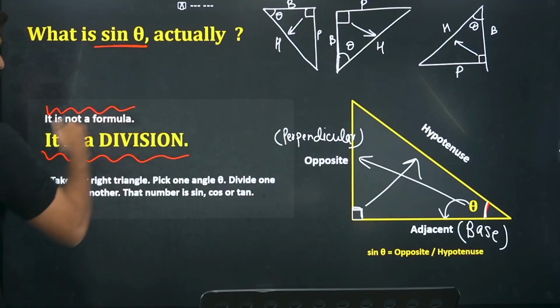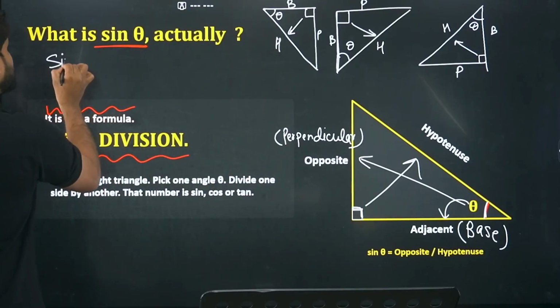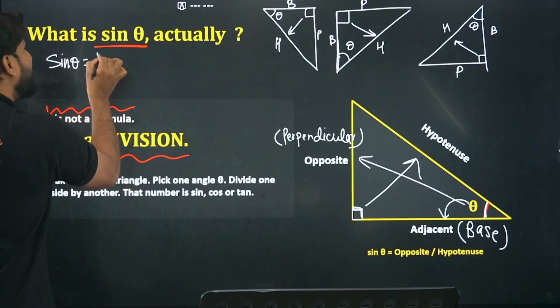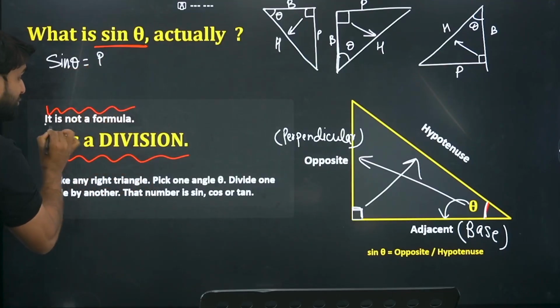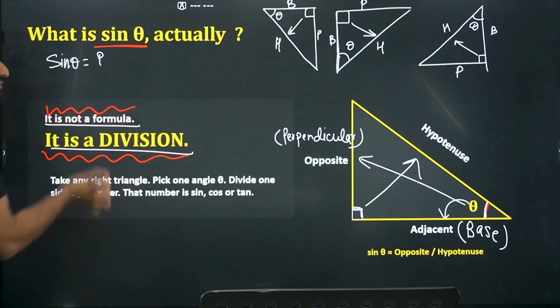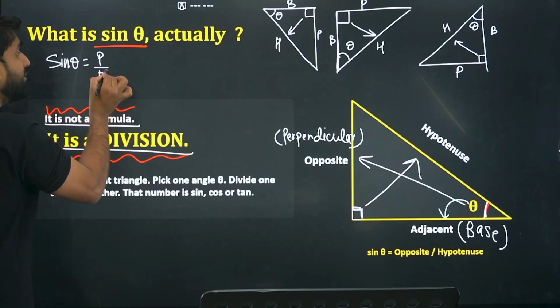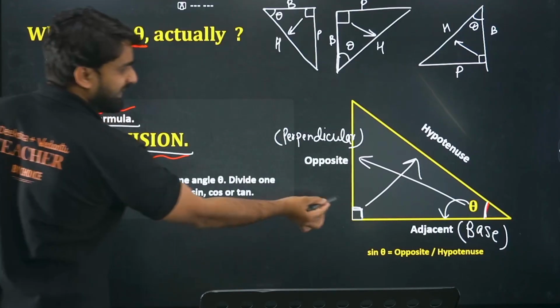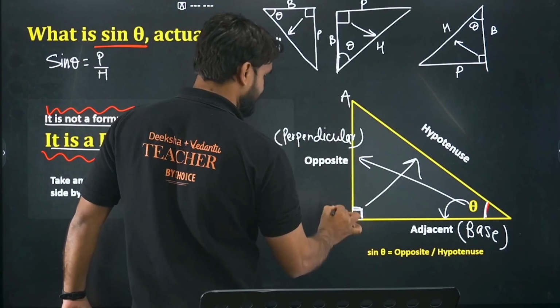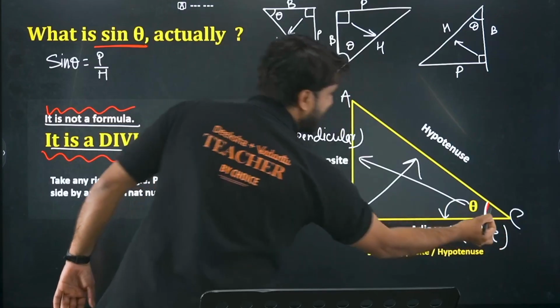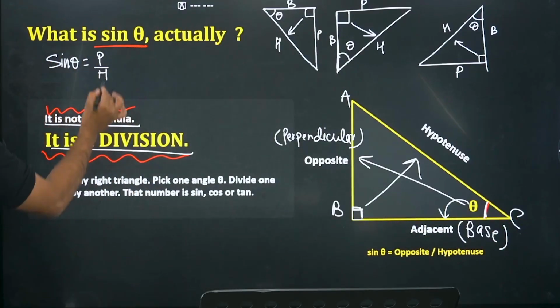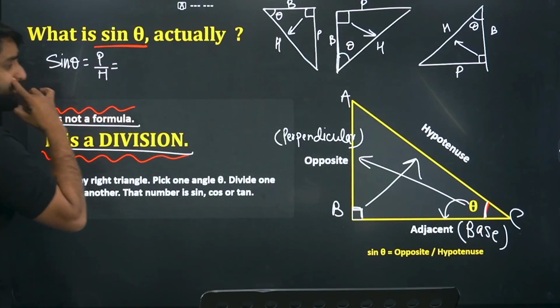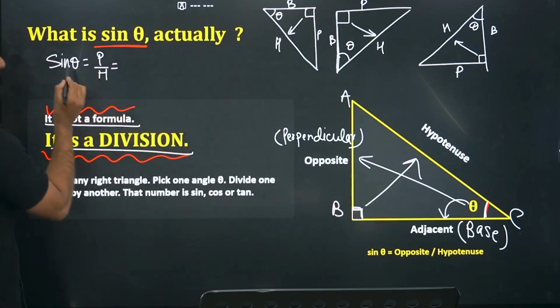Now moving ahead, what is sine theta? So my dear champion, sine theta is the ratio. I have already told you, it is not a formula, it is a division. So sine theta is the division of perpendicular and hypotenuse. If we take this triangle, let's say this is A, this is B, and this is C, and theta is there, sine theta will be perpendicular by hypotenuse.